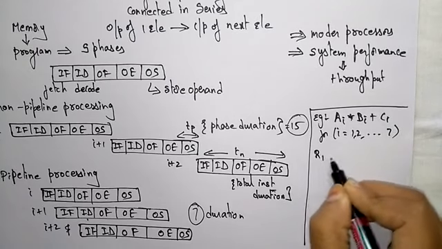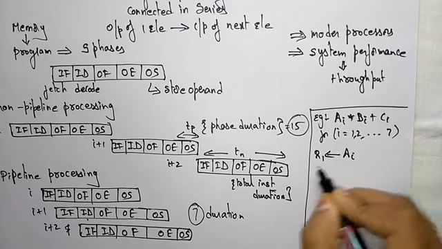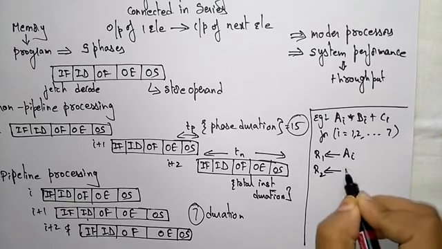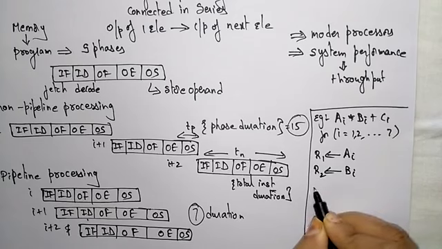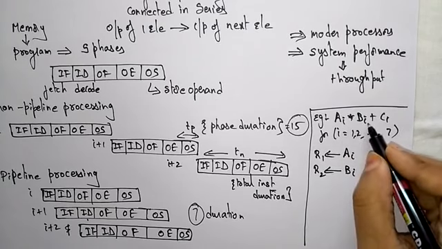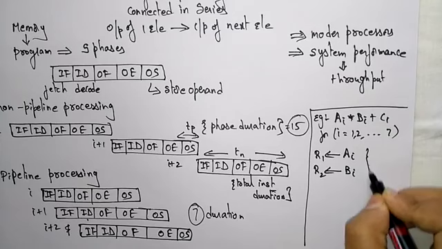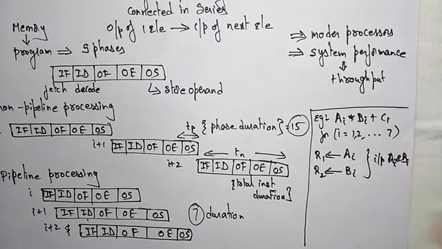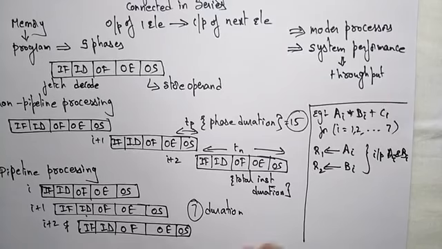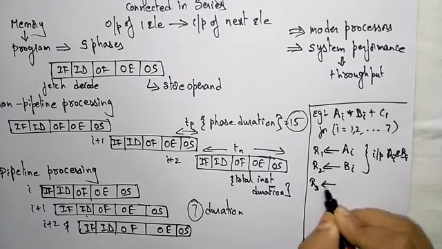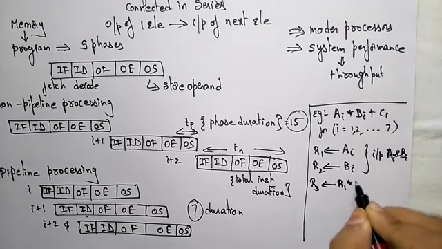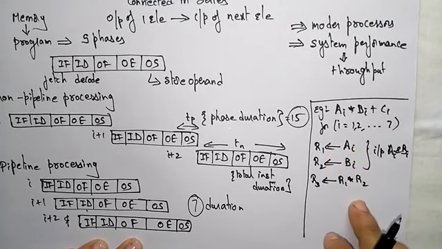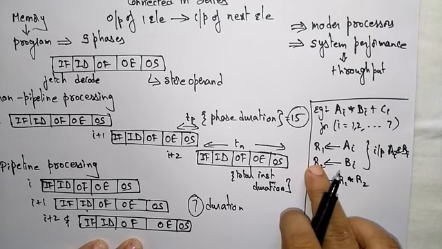Let us store: Ai will be moved to the R1 register and Bi is moved to the R2 register. So these are the inputs, we are just giving the inputs Ai and Bi. And next, R3 is doing the operation R1 * R2, meaning it is multiplying both operands. Those operand values will be stored in the registers.